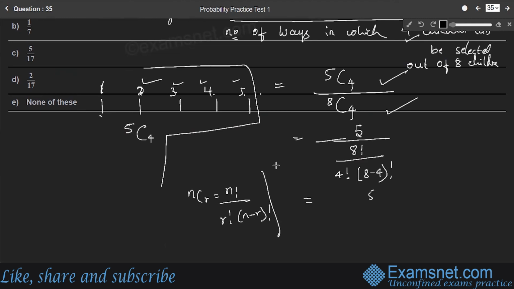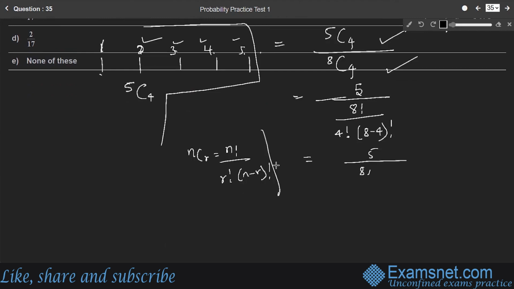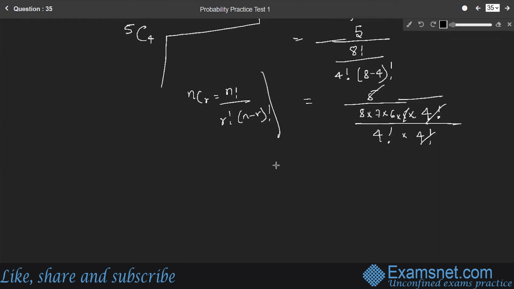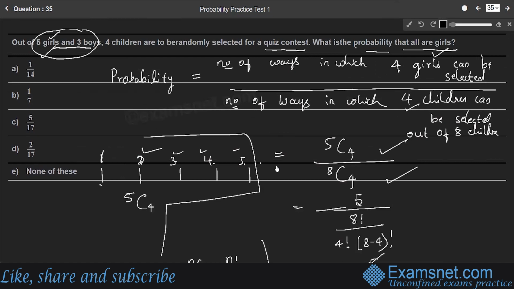Now simplify this. So 5 divided by, in 8 factorial, we'll consider 8 into 7 into 6 into 5 and the remaining part 4 into 3 into 2 into 1, I will consider as 4 factorial, divided by 4 factorial into 8 minus 4, which is 4 factorial. So we can cancel 4 factorial and 4 factorial. We can even cancel 5 and 5 here, right? So 1 by 8 into 7 into 6 by 4 into 3 into 2 into 1, right? So 3 into 2 is 6, which will get cancelled with the 6 here. So 4 into 2 is 8. So we have 7 into 2, which is 1 by 14, the probability of selecting all four girls out of 5 girls, right? Therefore, 1 by 14 is the answer, Option A.